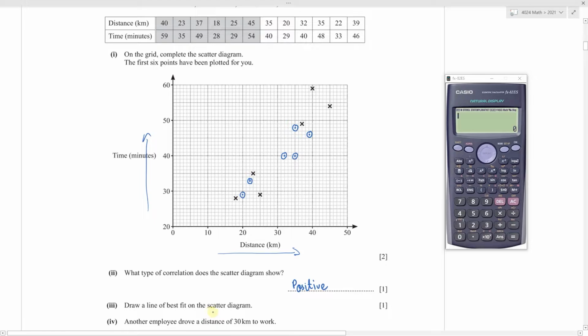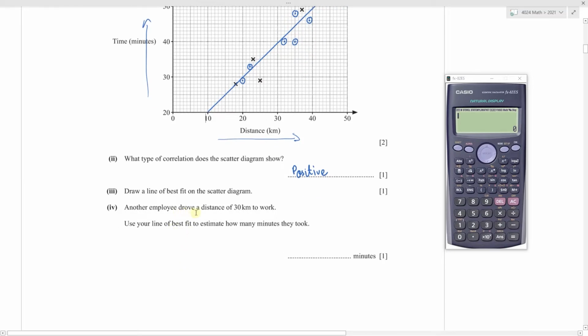Draw a line of best fit on the scatter diagram. So you have to draw a line which basically passes through as many points as possible, and distributes the points on both sides of the line evenly. So let me try this line here. I have 1, 2, 3, 4, 5 points on this side, 1, 2, 3, 4, 5 points on the other side of the line. So this could be one possible line of best fit through these points.